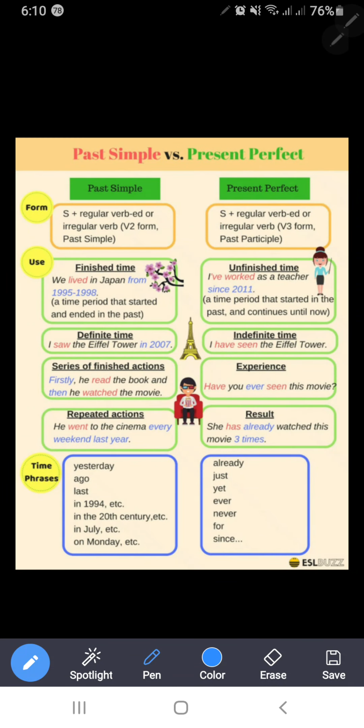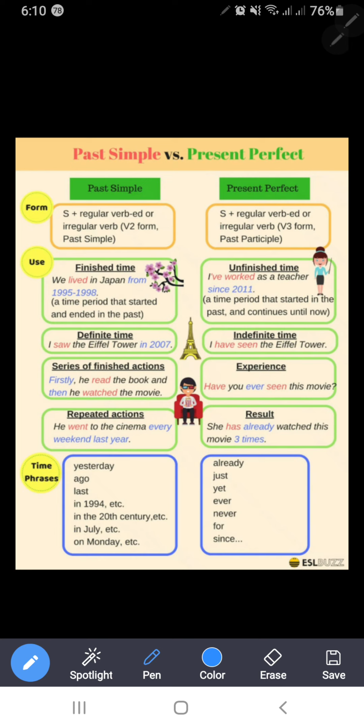Hi everyone. Today we are going to talk about two of the most important tenses in English, the past simple versus present perfect. First of all, we'll start with the form or the structure of both of them.